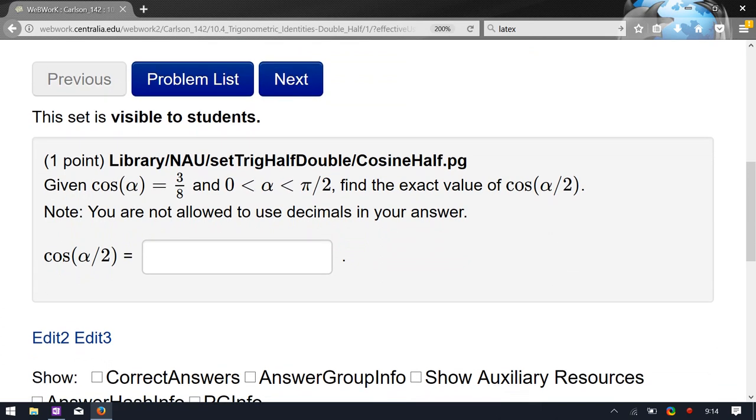So I think we did a question just like this in class. Was this the one you were thinking about? Yeah. So on this one, they want to know about cosine alpha over 2. So you want to use the formula for alpha over 2. And then I believe it all relates back to cosine alpha.